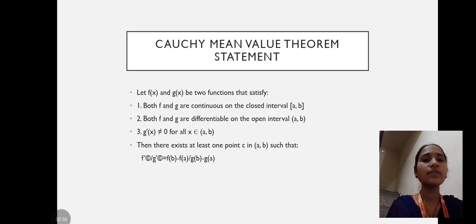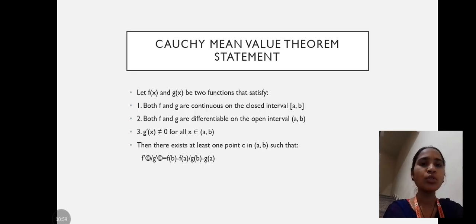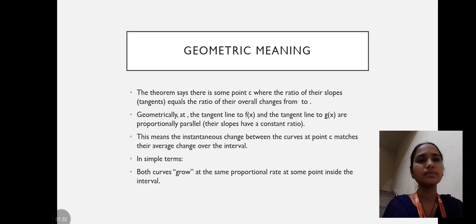Let f(x) and g(x) be two functions that satisfy: both f and g are continuous on the closed interval [a, b]. The second condition is both f and g are differentiable on the open interval (a, b). The third condition is g'(x) is not equal to 0 for all x belonging to (a, b). Then there exists at least one point c in (a, b) such that f'(c)/g'(c) = (f(b) - f(a))/(g(b) - g(a)).